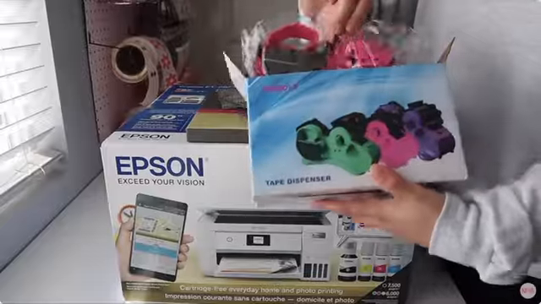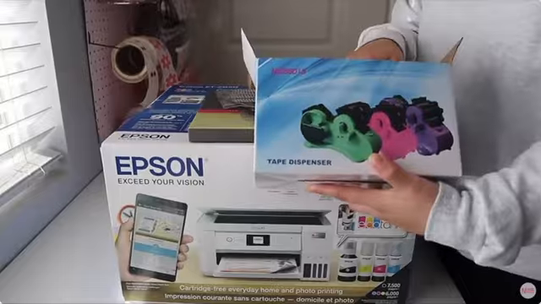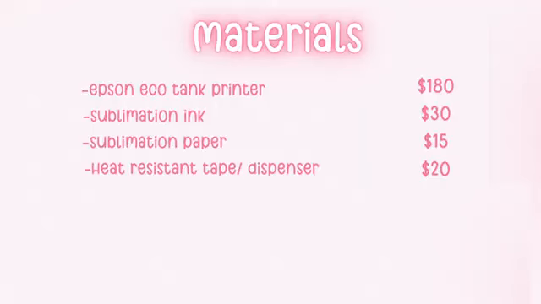Of course, this is optional. You can cut it with scissors, but it really saves a lot of time. So the dispenser does come with heat-resistant tape already, so it's going to be around $20. And of course, another very important thing that you're going to be needing is a heat press.